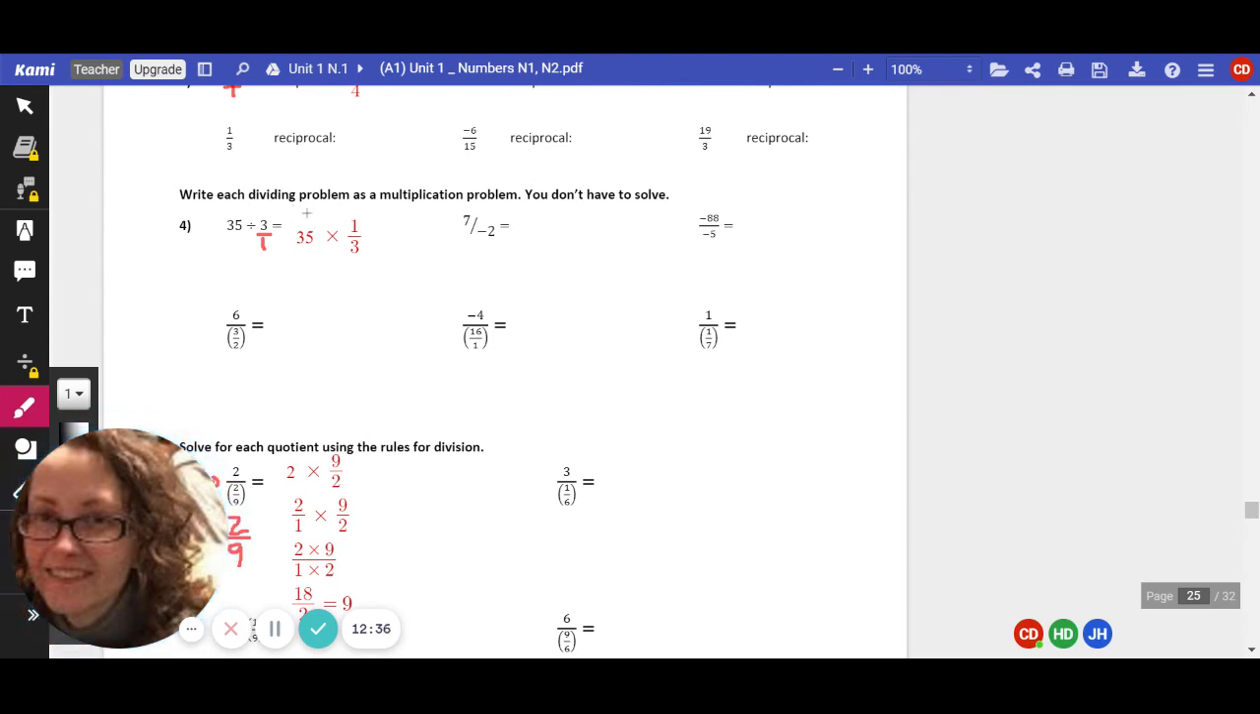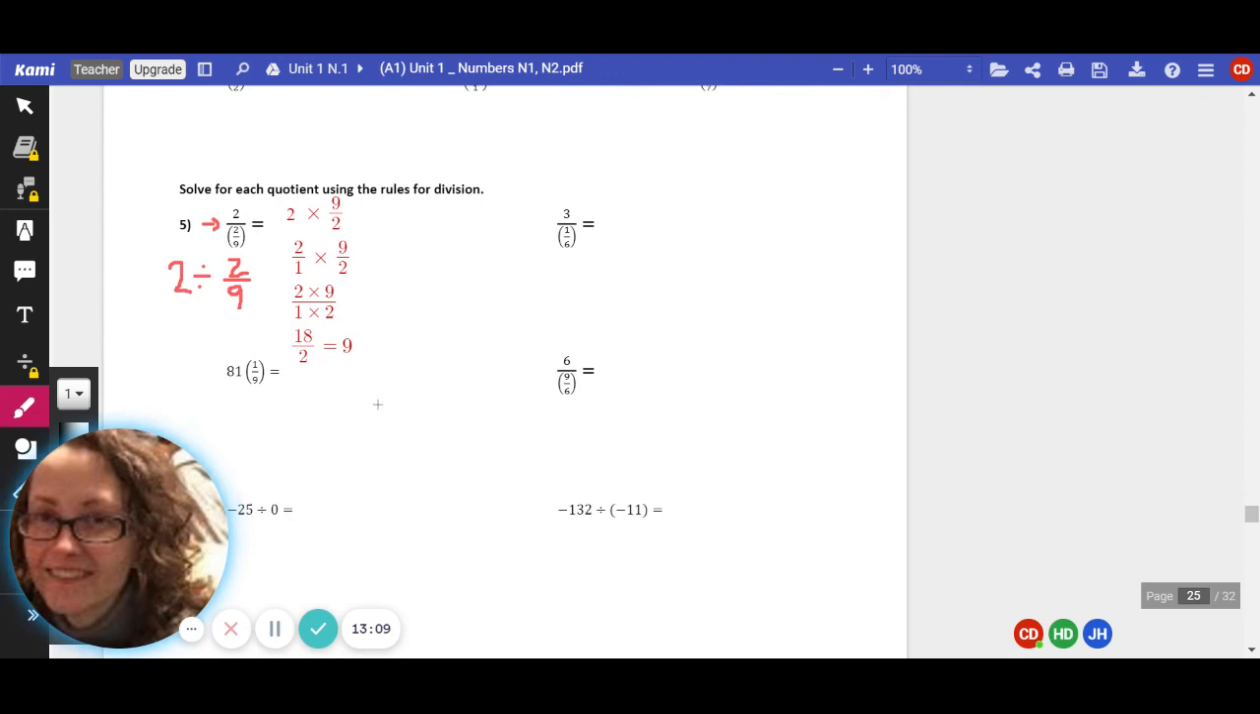So we skip the 35, change division to multiplication, and flip the 3 over 1 to 1 over 3. I remember this by keep, change, flip. We keep the first number, change division to multiplication, and flip the fraction. Keep, change, flip. Try the rest of problem 4 at the end of this video.